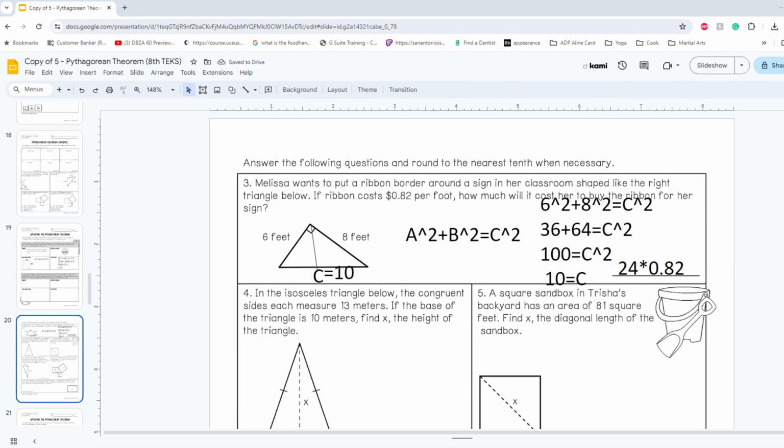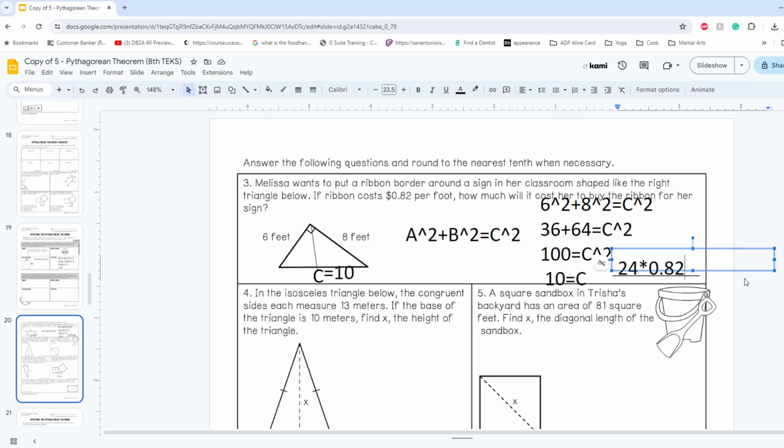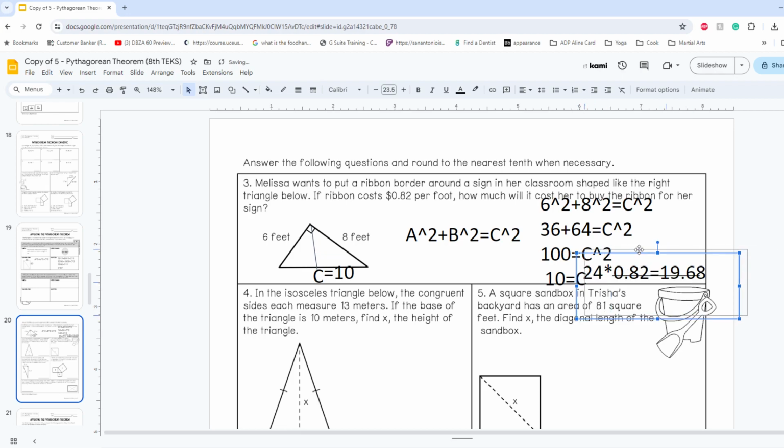So let me put it in my calculator really quick. 82 times 24, 19.68. So it's going to cost her 19.68. And that will be the answer to this problem.